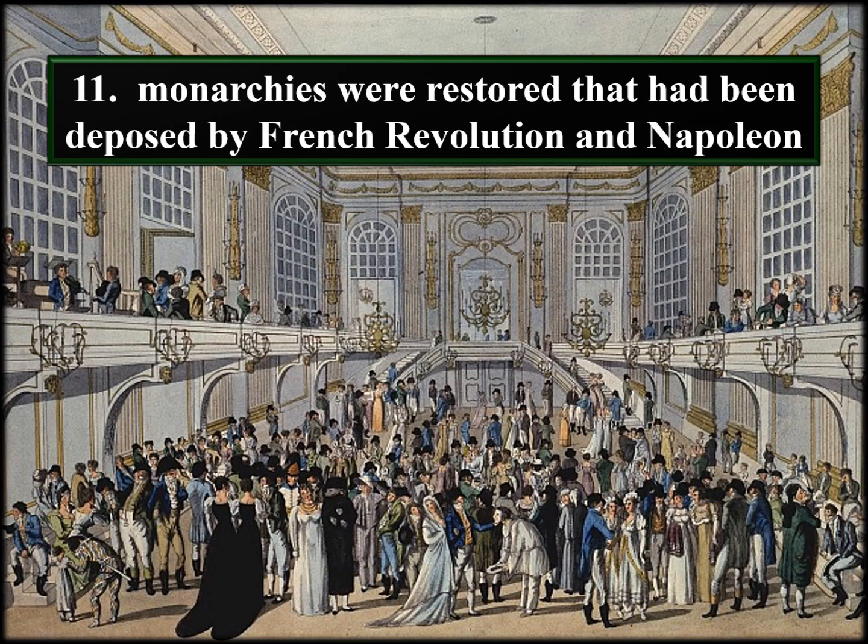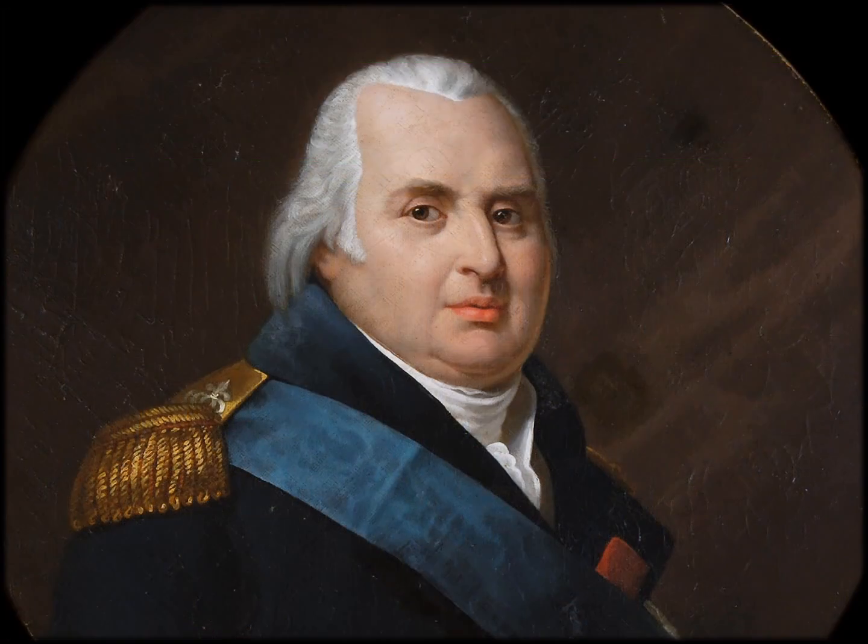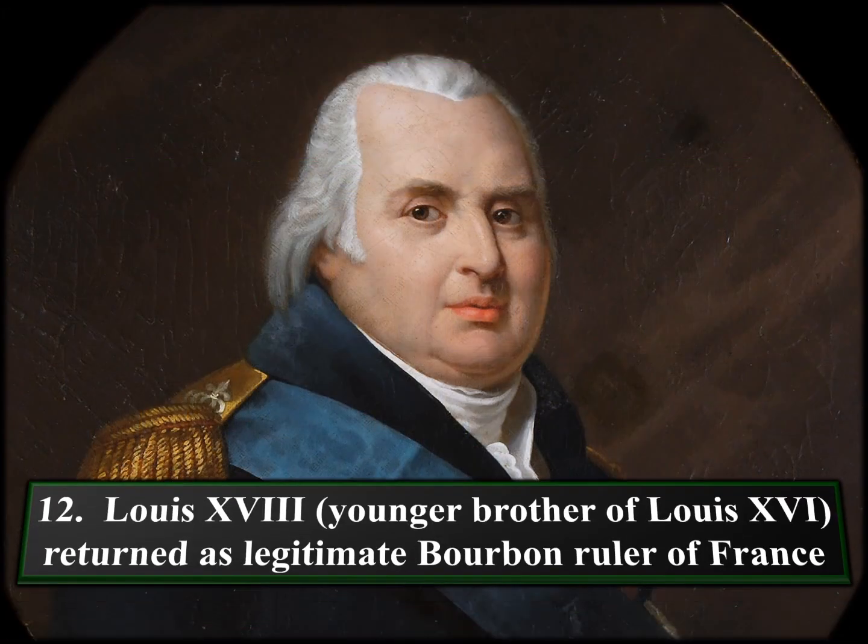Monarchies were restored that had been deposed by the French Revolution and Napoleon as a result of the Congress of Vienna. First of all, in France, Louis XVIII, who was the younger brother of Louis XVI, the king who had lost his head during the Revolution, returned as the legitimate Bourbon ruler of France. Note that he took the number 18 as his king number, not 17. He did that on purpose as a show of respect to the son of Louis XVI, who would have been king had he not died in prison during the Revolution.